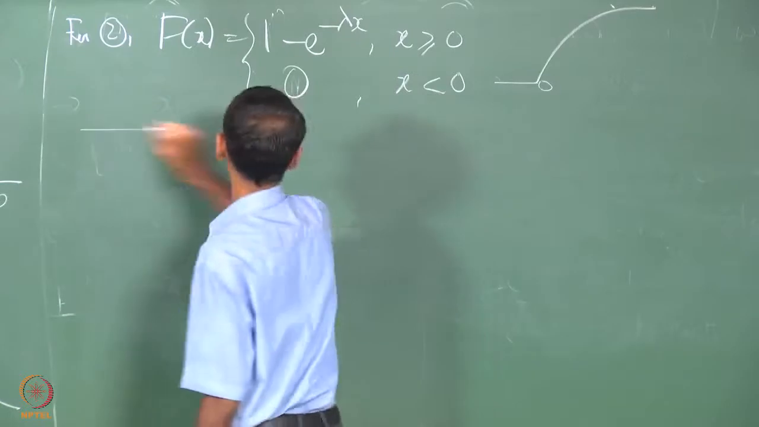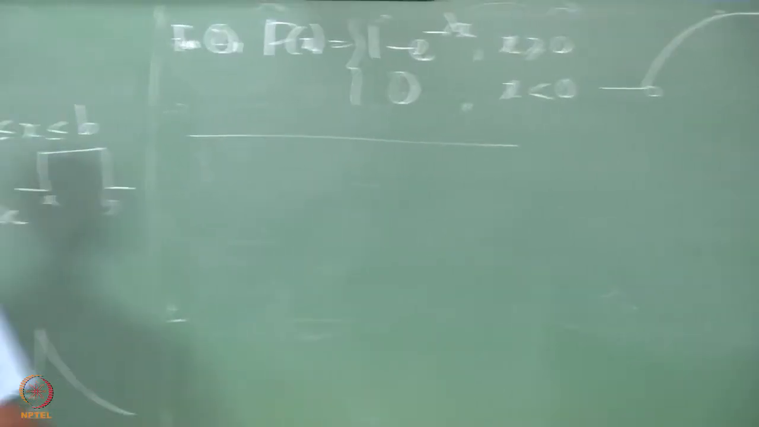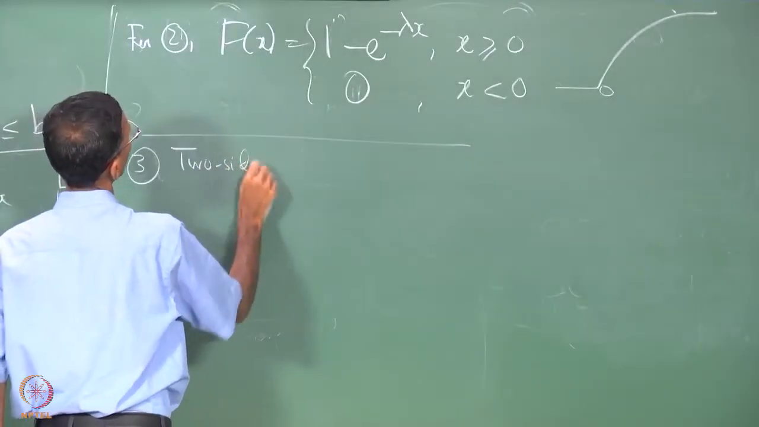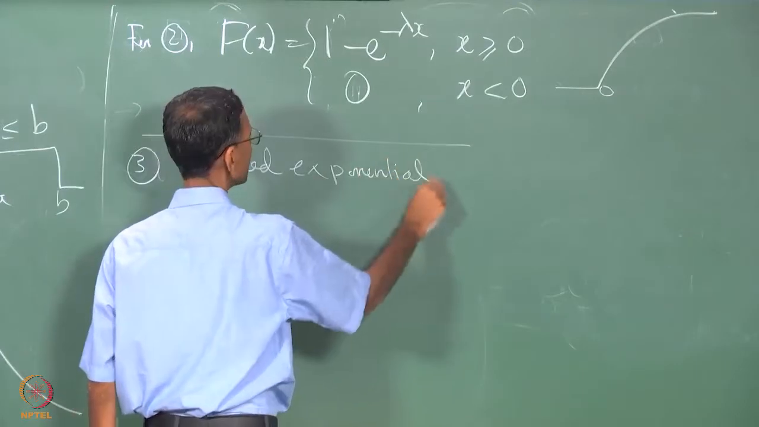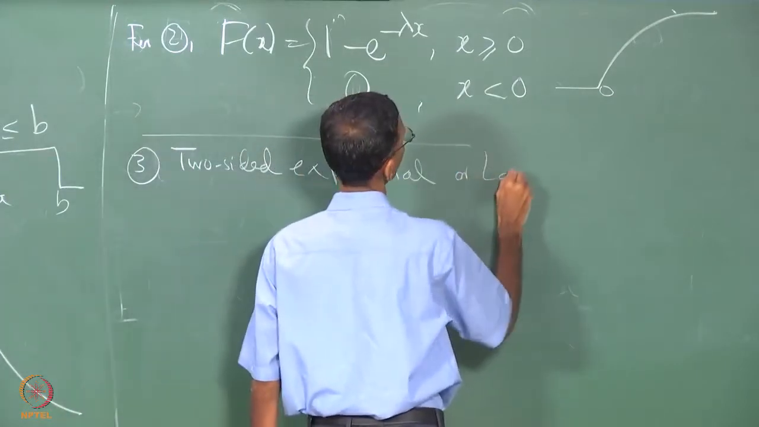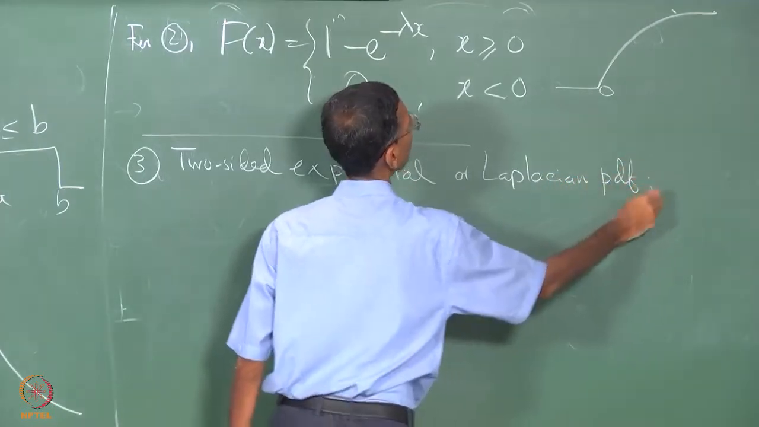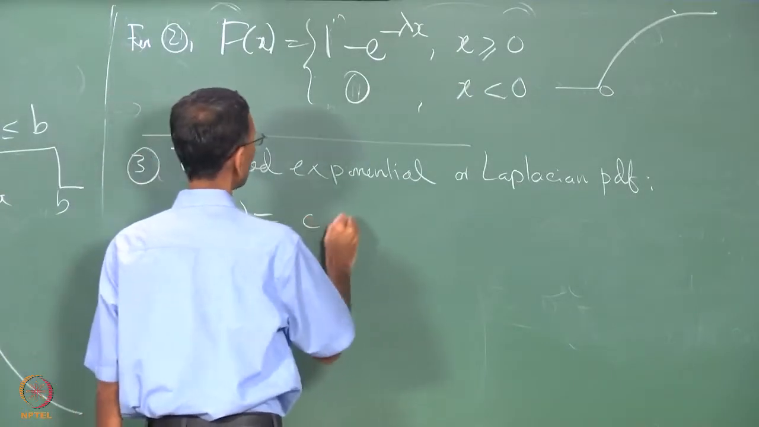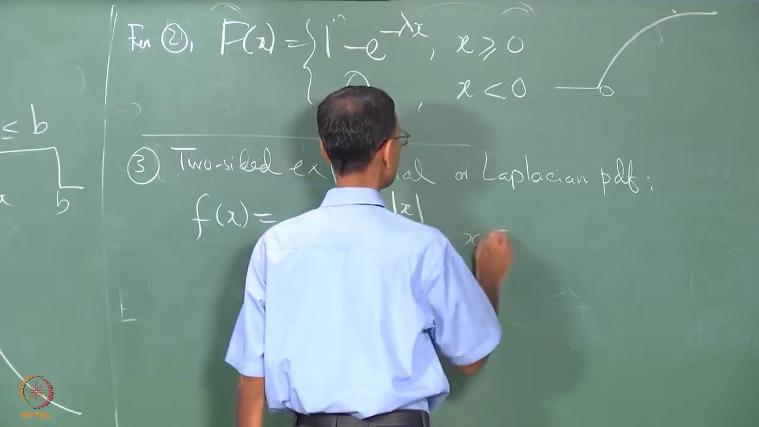Okay. So this is a single sided exponential. You can obviously also talk about two sided exponential. This also is encountered in practice. Sometimes it is called Laplacian. Here, if I write C e^(-lambda |x|), where x is any real number.